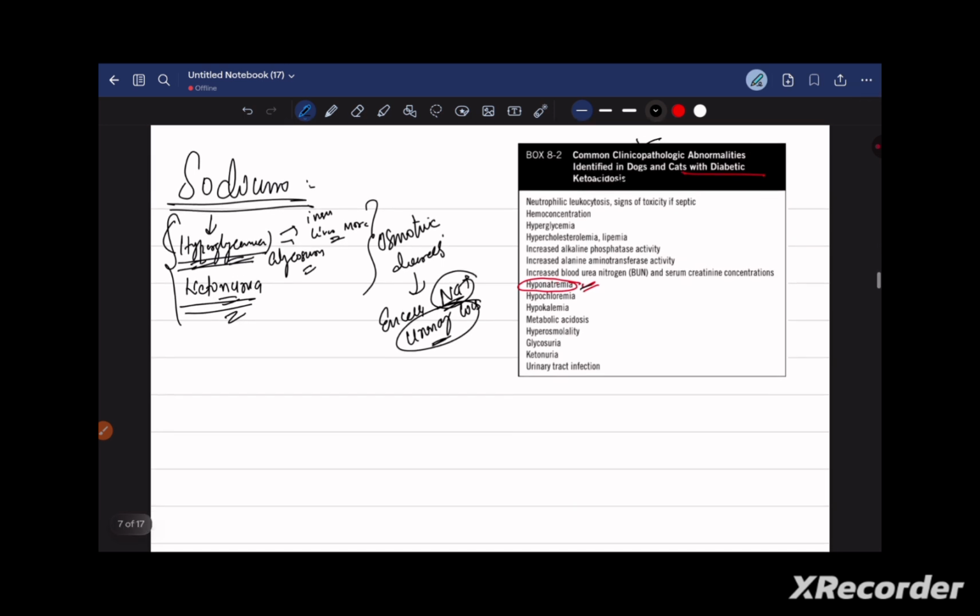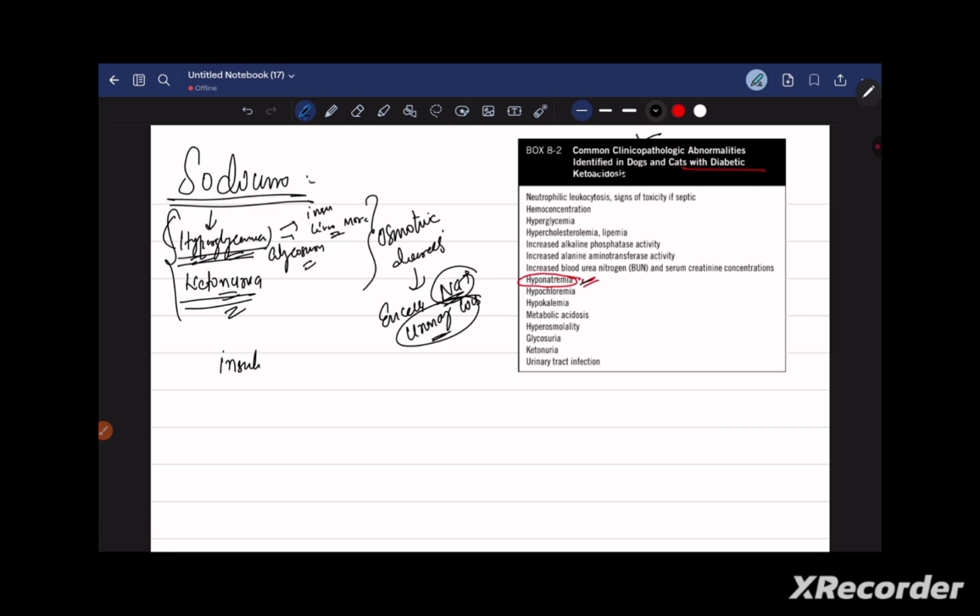The second reason is that normally insulin is important for renal sodium absorption in the distal convoluted tubule. This is the normal. But in diabetes mellitus there is deficiency of insulin, meaning insulin is not present, so there will be decreased renal absorption in the distal convoluted tubule, which further leads to hyponatremia. So in DKA there is hyponatremia.